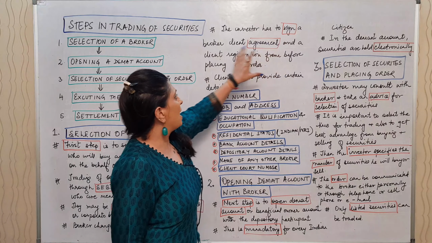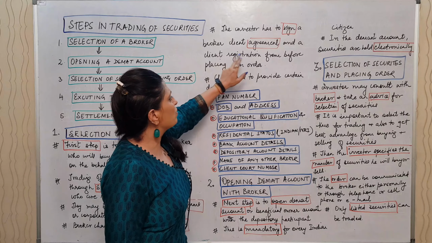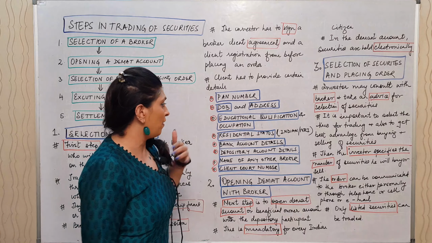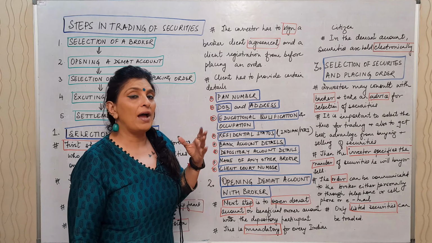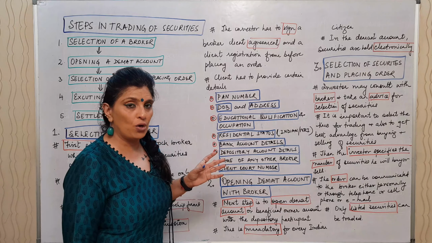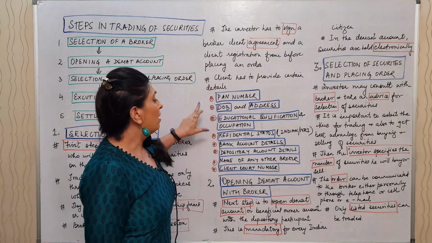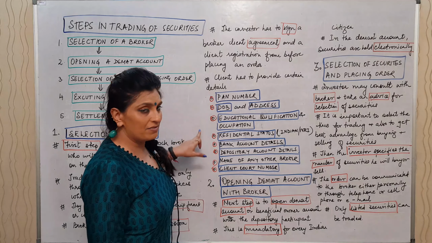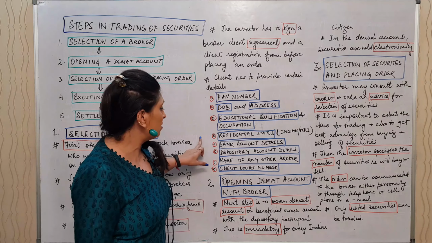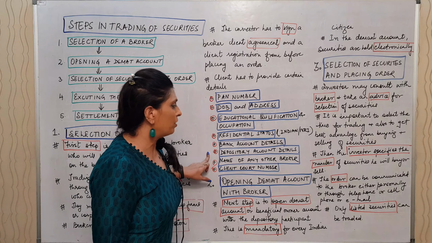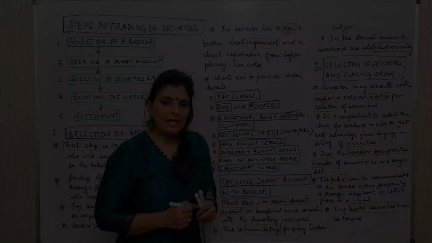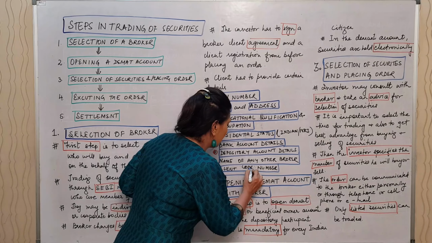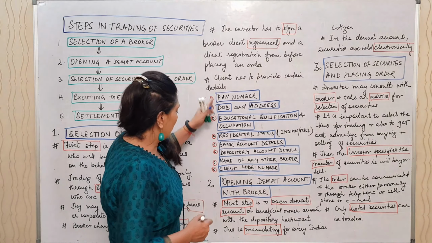Then the investor has to sign a broker-client agreement and a client registration form before placing an order. The client has to provide certain details about himself. If I have to open a demat account and go to a broker to buy and sell securities, what is required? PAN number, date of birth, address, educational qualification, occupation, residential status, that is whether I'm an Indian or an NRI, non-resident Indian, bank account details, depository account details, name of any other broker, and then we need the client code number. It is written wrong here, it is client code number. So all these details are to be filled in.